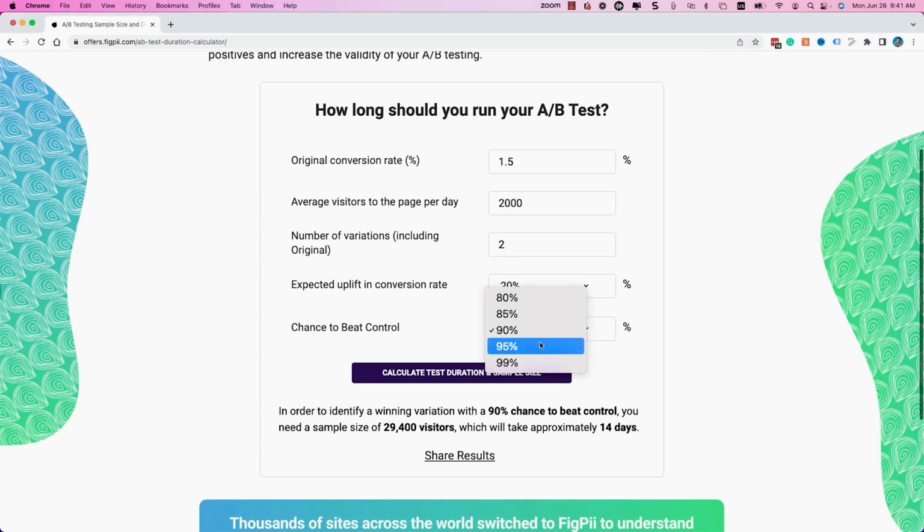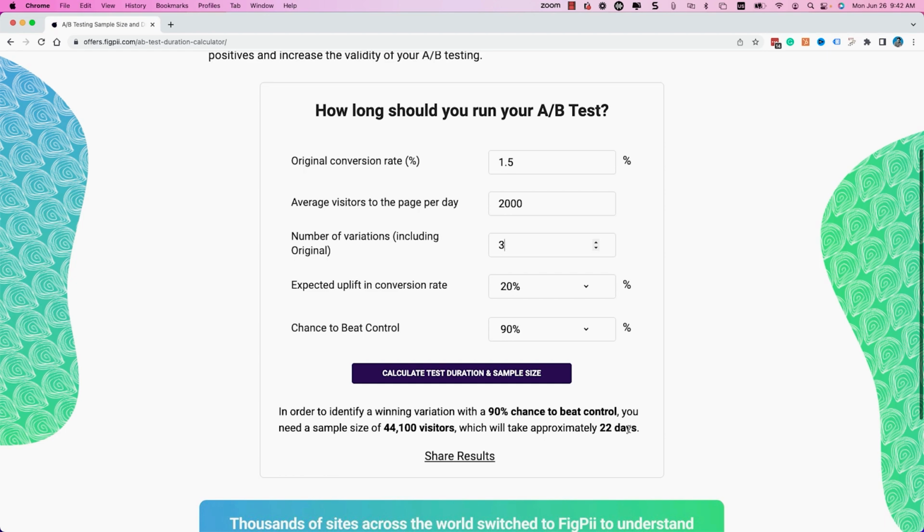So I'm going to go to 95% confidence, 26 days. I might even say, you know what? I am willing to accept a chance to beat control of 90%, but I'm going to introduce another variation. I still now have 22 days to conclude the test. So you see the flexibility that you get.